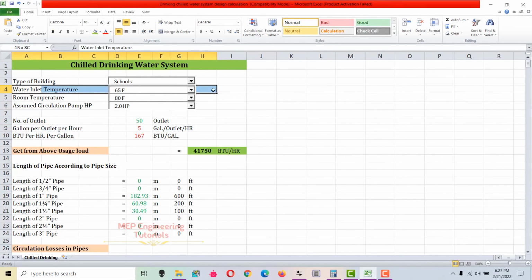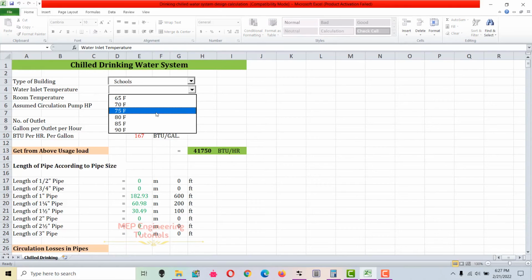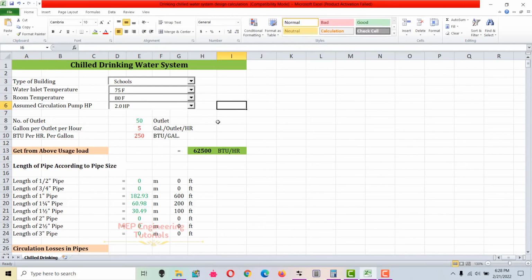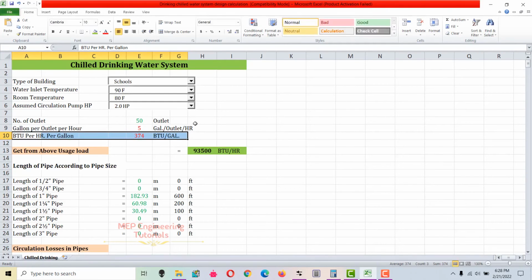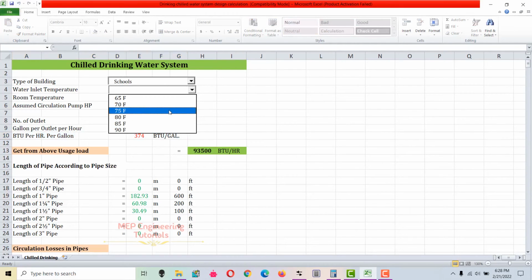Now the second thing over here is the water inlet temperature. You have to check this water inlet temperature from the local authorities of your area. So let's say I'm going to use 75 degrees Fahrenheit of water inlet temperature. If I change this to 75 degrees Fahrenheit, you can see that the BTUs per hour per gallon value will be changed. This value depends on your water inlet temperature. If I change this to 90, this value will be changed to 374 BTUs per gallon. So here the water inlet temperature in my area is 75 degrees Fahrenheit.